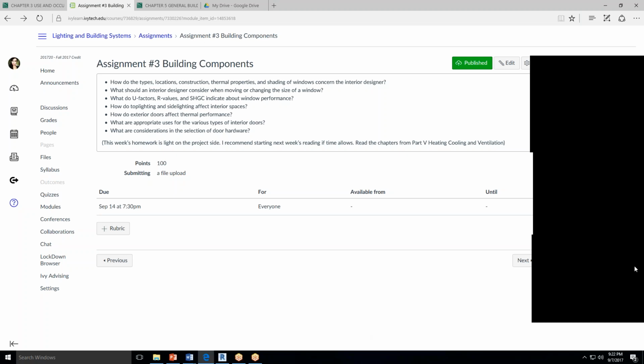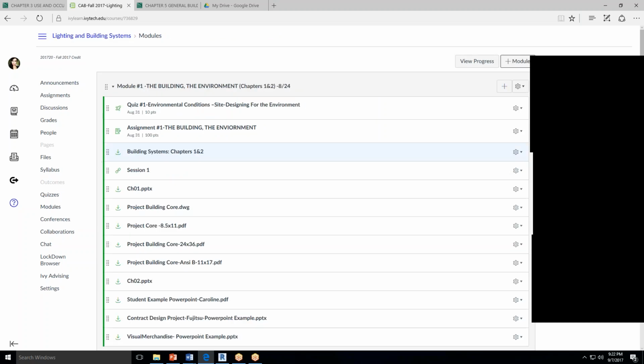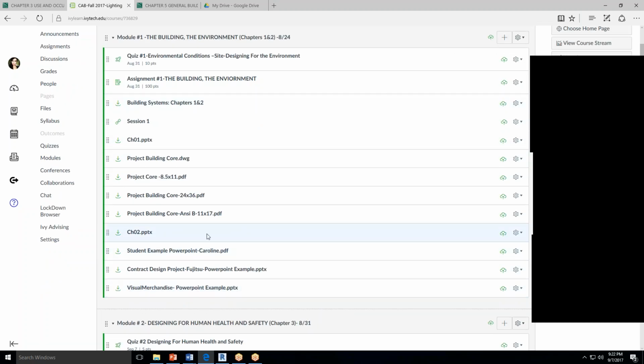Sounds like a stupid question, but which building core are we using? All right, Heather, you had this question last week. We're in lighting and building systems, right? So that should answer the question. I know you're confused because you're in Revit, but in lighting and building systems, all these files are the same core.